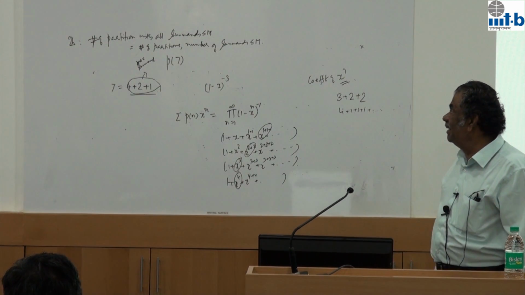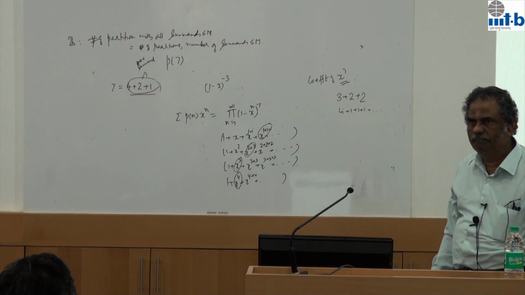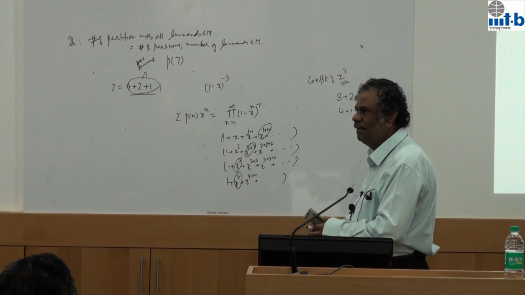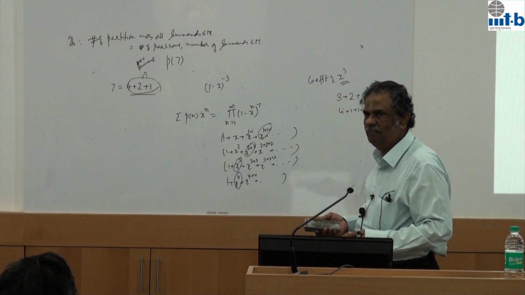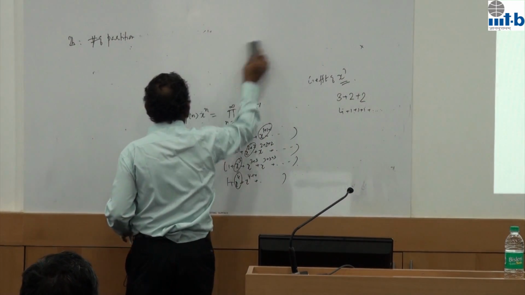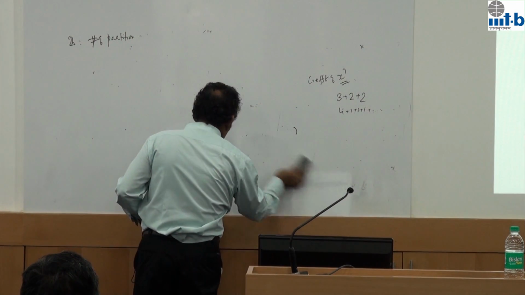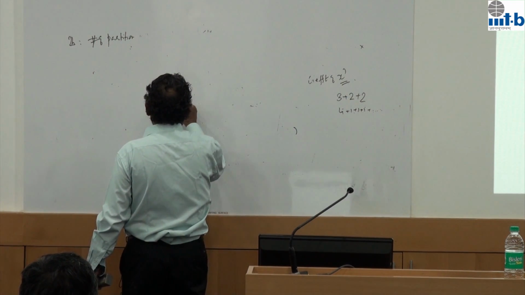Therefore, I know the generating function, the product of (1 − xⁿ)⁻¹, because that is my Pn. With that, using the generating function, we are going to prove a theorem. Therefore, let me write the generating function, and the generating function is this.